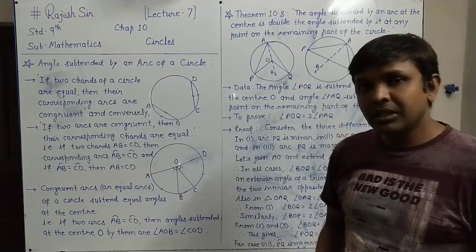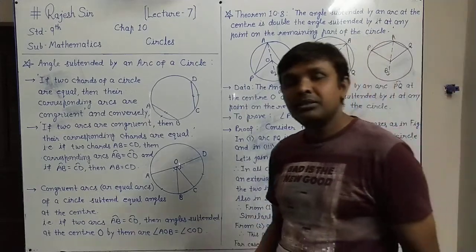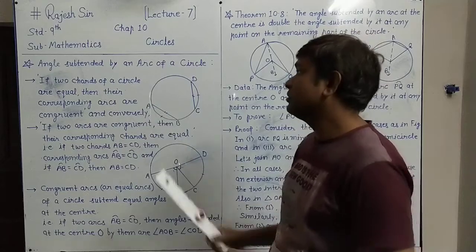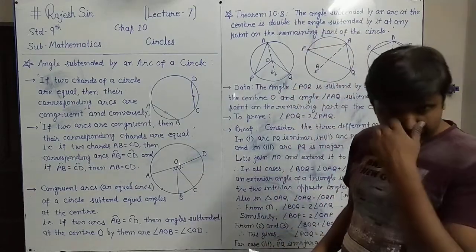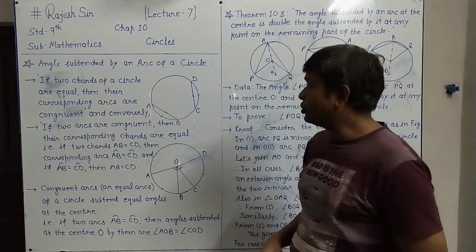Here we have the new topic: angle subtended by an arc of a circle. The arc of a circle, the definition we have seen, is a part of a circle which makes the angle at the center. About that we want to study in this portion. Before that, we will see two notes here.